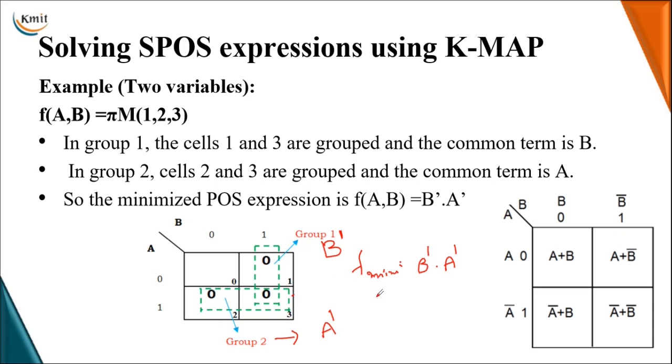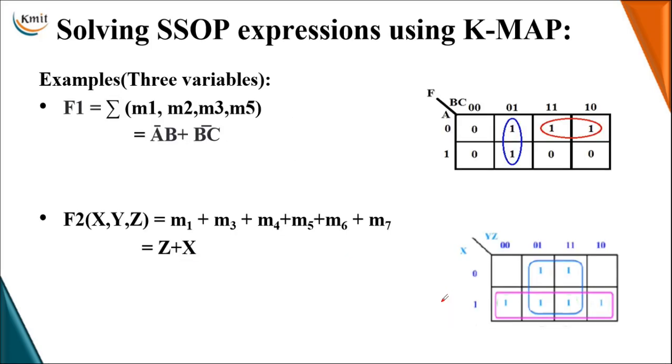So in order to design the logic diagram of this minimal expression, I need to use two NOT gates. One NOT gate is connected on B, the other NOT gate is connected on A, and then I have to use one AND gate to perform the AND operation between B bar and A bar. So we implement the function B bar and A bar using these two NOT gates and one AND gate.